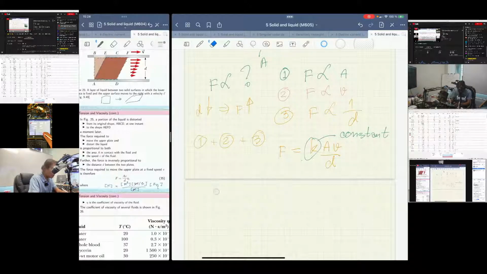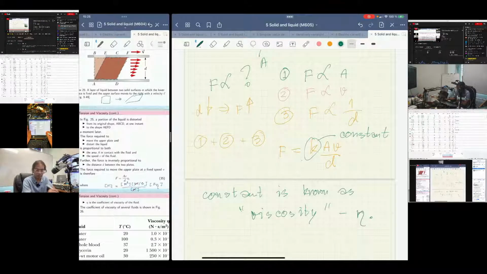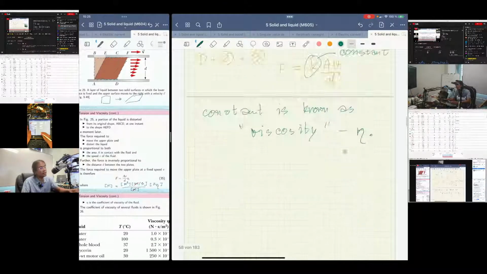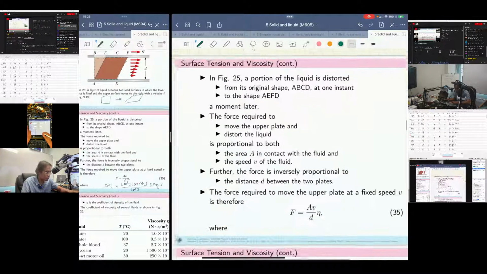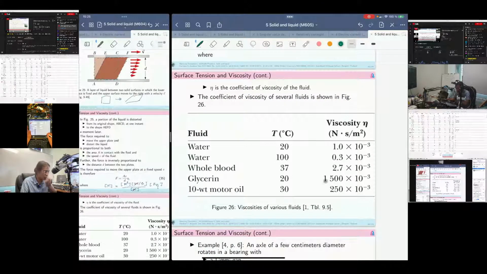And the constant is known as viscosity. Okay, it's a constant, and the variable they use is eta, right? It's eta, with a long tail here. All right, that's the viscosity. Now, this is what I have already explained. Let's take a look at the viscosity in reality.